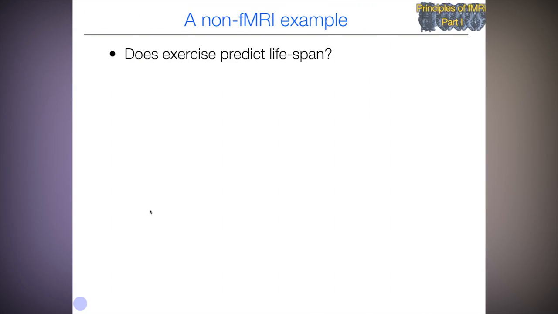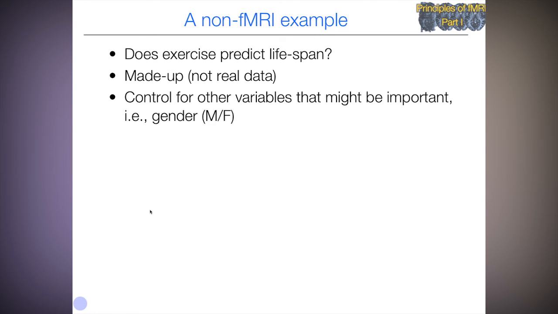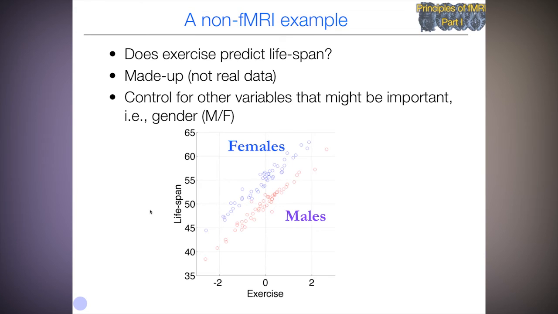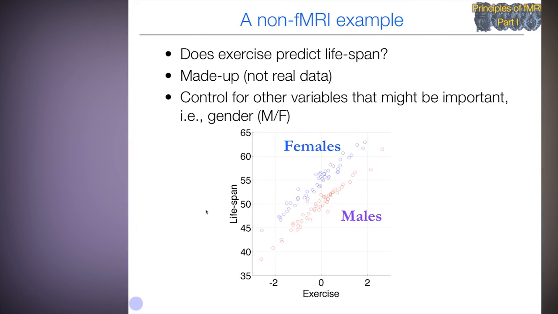Now we'll go to an example of a GLM model that doesn't involve fMRI, just to illustrate the process. So the question here is, does exercise predict lifespan? This is made-up data, not real data. And what we'd like to do is look at the relationship between exercise and lifespan, controlling for other variables that may or may not be important, like, in this case, gender, male or female. So this is a plot of what the data looks like. We see exercise on the x-axis, lifespan on the y-axis. We see a strong positive relationship. And we also see that females are different than males.